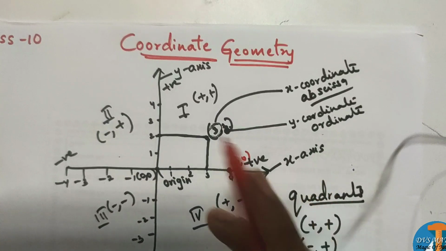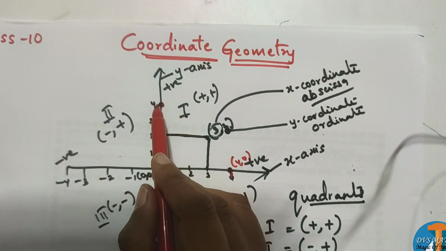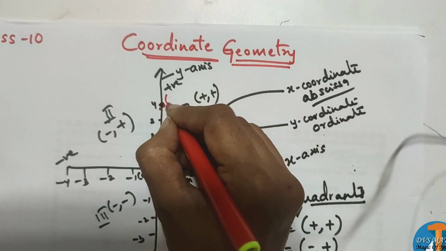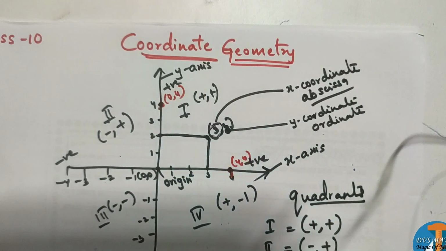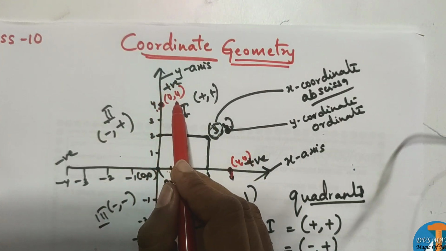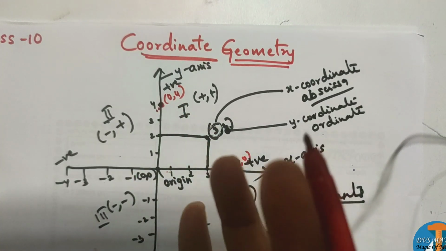Clear? Now if you consider a point on the y axis, at that time x becomes 0. This is 0 comma 4. I think it's clear, right? So if you consider a point on the x axis, y becomes 0. If we take a point on the y axis, x becomes 0. So this is about when we take the 0.